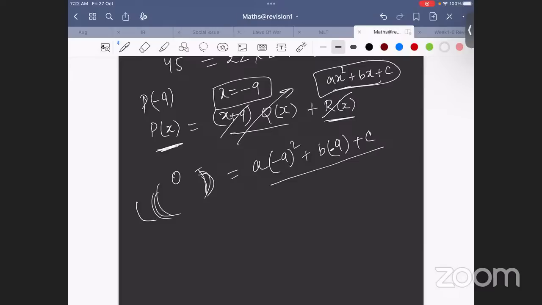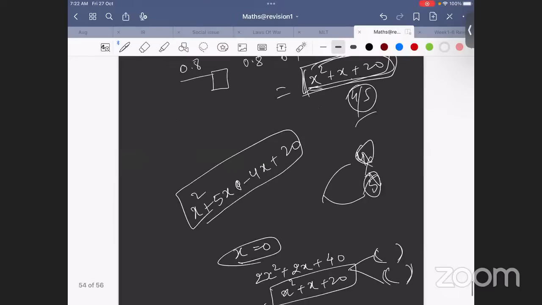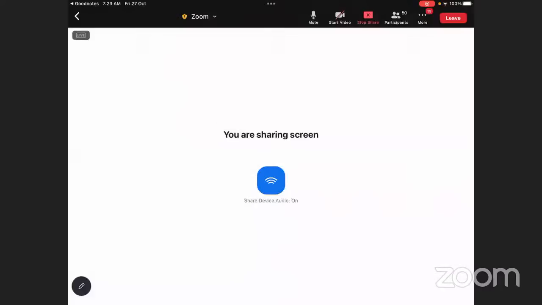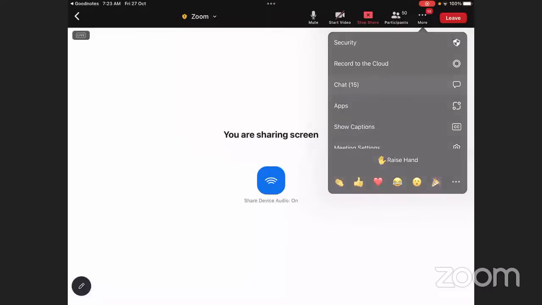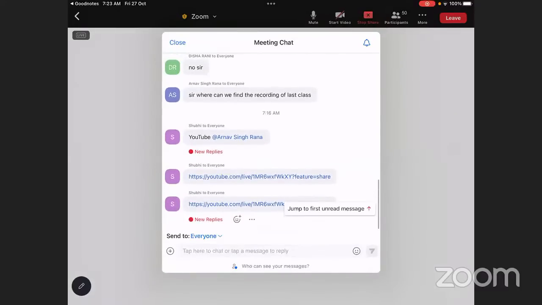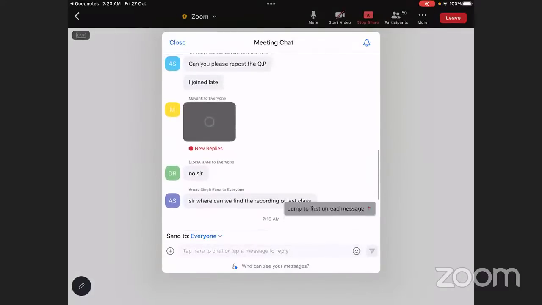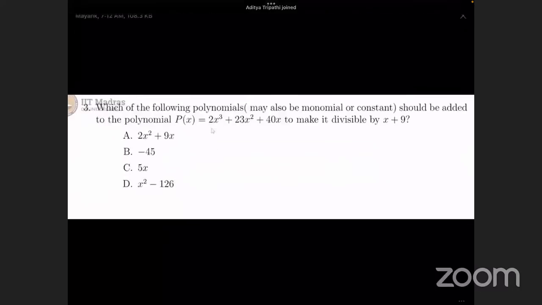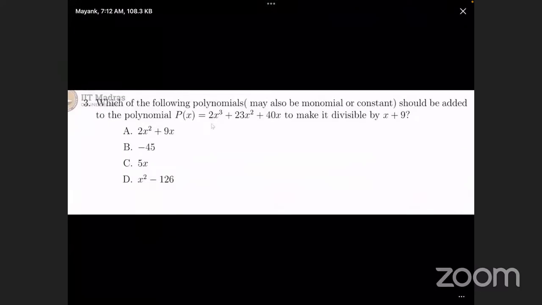Okay, let me read the question again. Yes, sir, actually 3 options are correct. Then I guess the only method left is the hit and trial method. Yes, sir, I also think that without the hit and trial method, there is no approach, so it will be difficult.